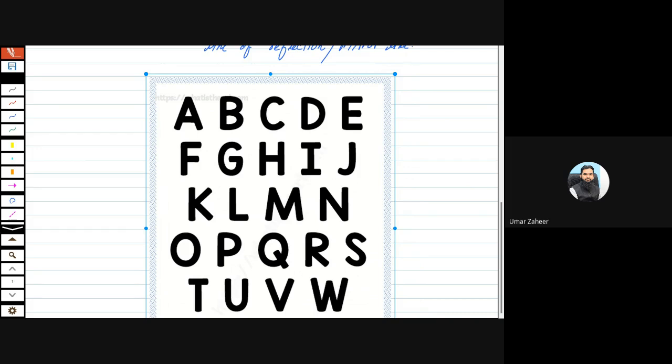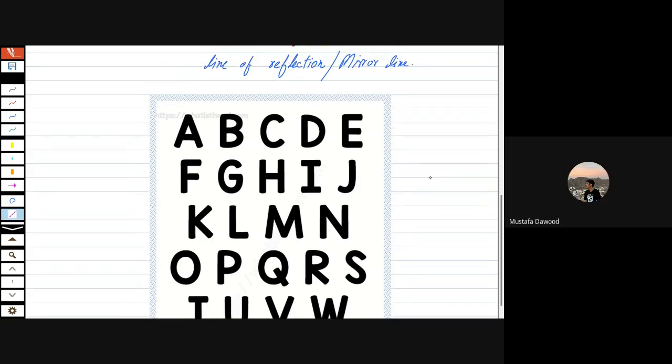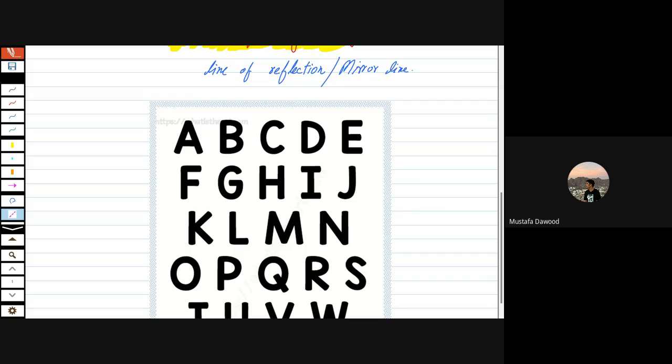All right, so we are going to talk about the line of symmetry. Mustafa, can you please tell me how many lines of symmetry are in A? Two. I know just one line of symmetry, because you get exactly the same image on the other side. Is it a horizontal line or a vertical line? Sir, vertical. Any other line of symmetry?